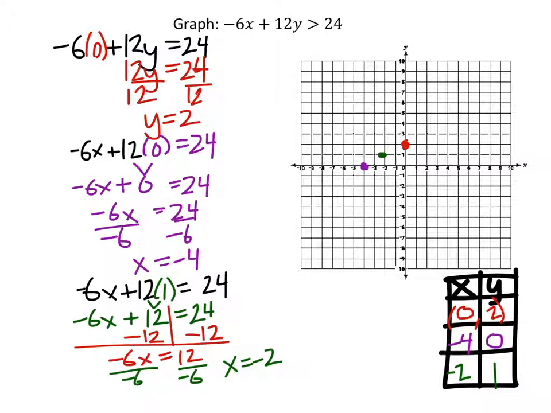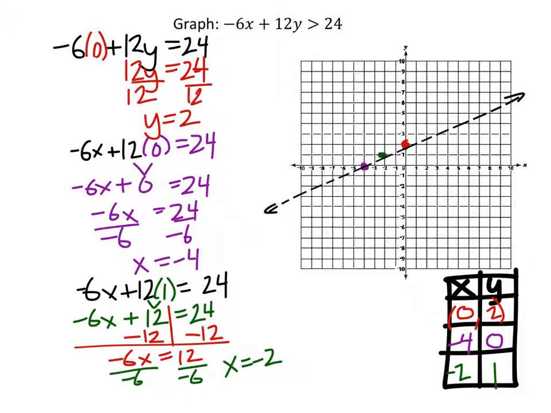So next thing, we need to draw the line for this thing. So what have we got? Something like this right here. All right. Now this line that we've drawn is solid. However, the inequality does not have an equal part to it, so we need to make this a dashed line, which I will do now. There we go.